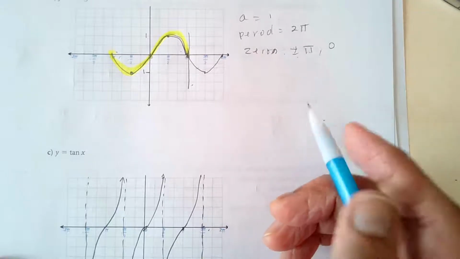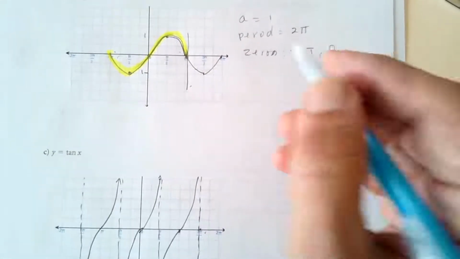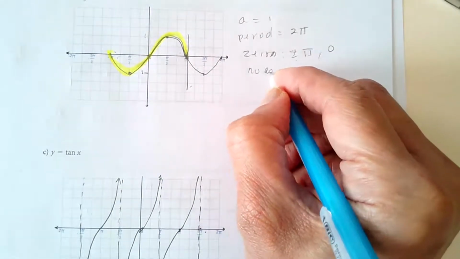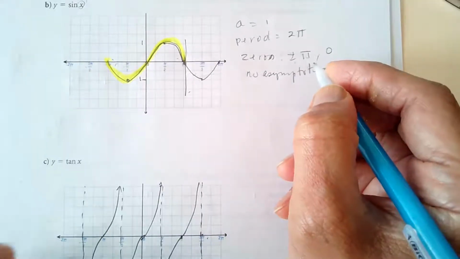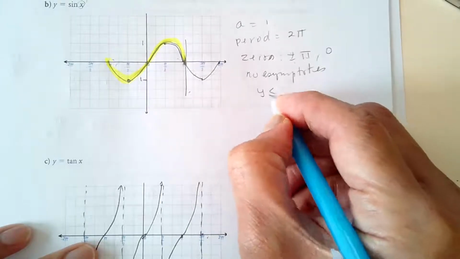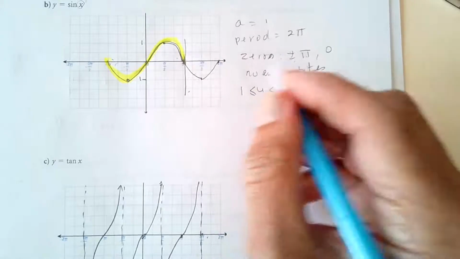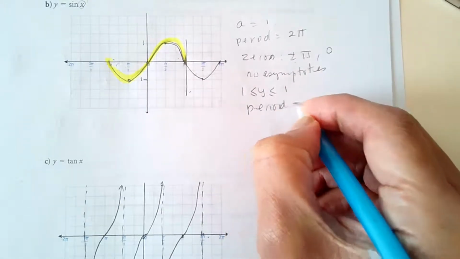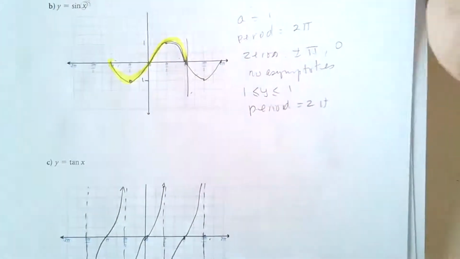Well, let's see what it asks us here. Zeros, periods. Go back here. Oh no, there's no asymptotes. And the range is y less than or equal to 1 and greater than or equal to negative 1. And the period is 2 pi. That's from our graph.